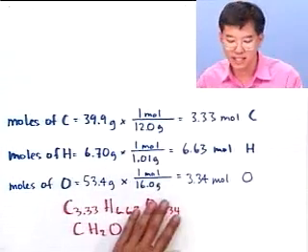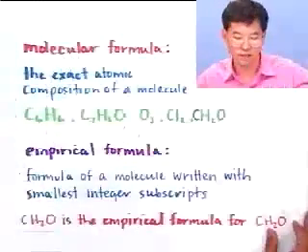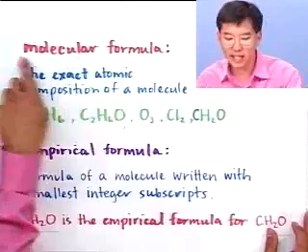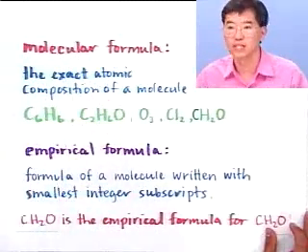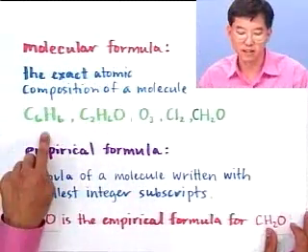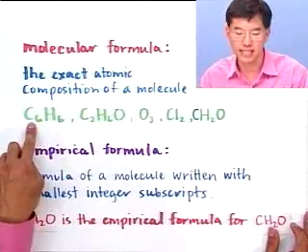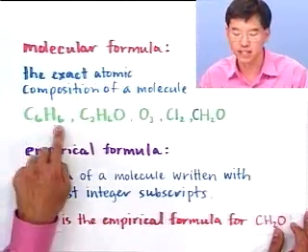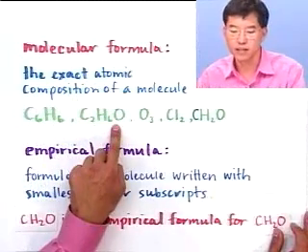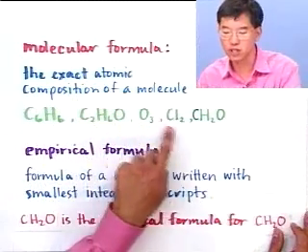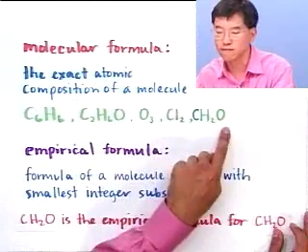If you didn't understand that last statement, don't worry, because I'm going to come back to it. I want you to go over this with me. The molecular formula is the exact atomic composition of the molecule. So here's a molecule of benzene, and it has exactly the composition C6H6. That means 6 atoms of carbon, 6 atoms of hydrogen. Here's the molecular formula for ethanol, ozone, chlorine, and formaldehyde.